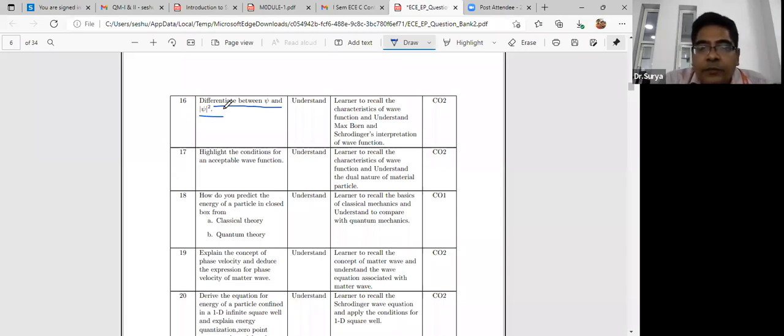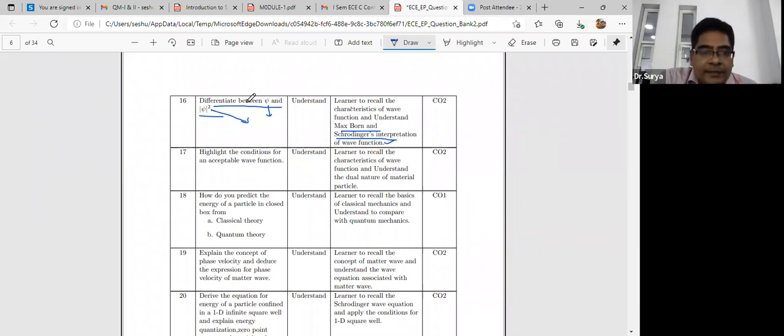If you need any guidance here, you can see the learner to recall the characteristics of wave function and understand the Max Born and Schrodinger interpretation of wave function. So psi is nothing but the wave function. And mod of psi square is nothing but the probability density of the wave function, which leads to normalization. That is the Max Born interpretation.